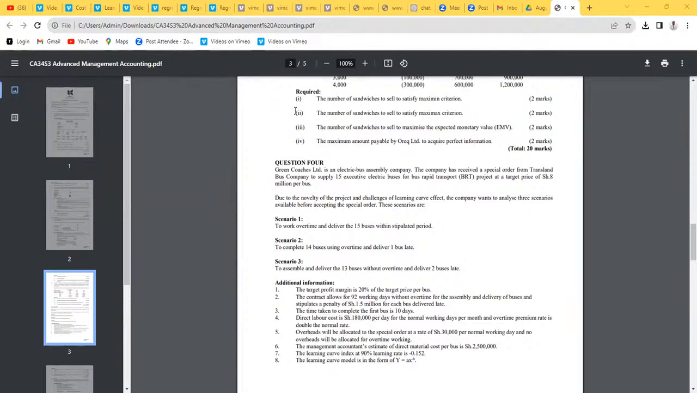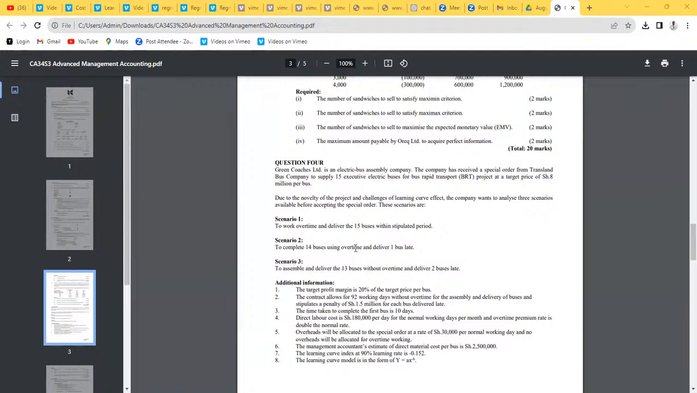Due to the novelty of the project and challenges of learning curve effect, the company wants to analyze 3 scenarios available before accepting the special order. These scenarios are: 1, to work overtime and deliver 15 buses within the stipulated period. Scenario number 2, to complete 14 buses using overtime and deliver 1 bus later. Scenario number 3, to assemble and deliver 13 buses without overtime and deliver 2 buses later.